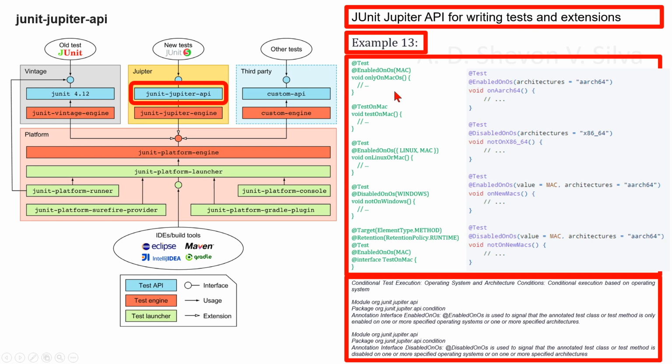The annotation interface DisabledOnOs in package org.junit.jupiter.api.condition in module org.junit.jupiter.api. @DisabledOnOs is used to signal that the annotated test class or test method is disabled on one or more specified operating systems or more specified architectures.